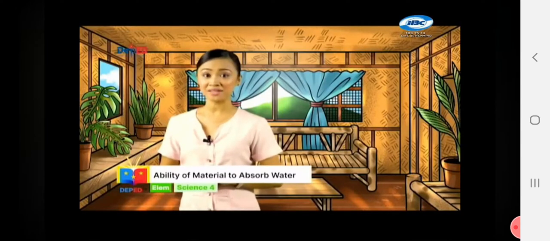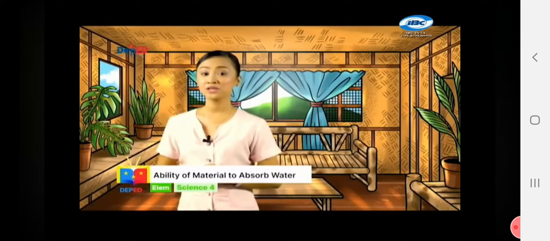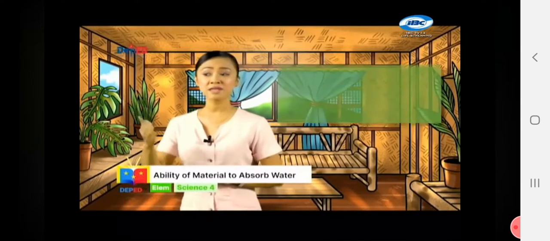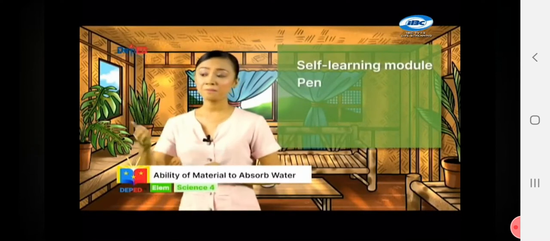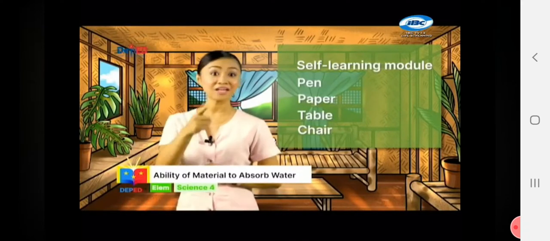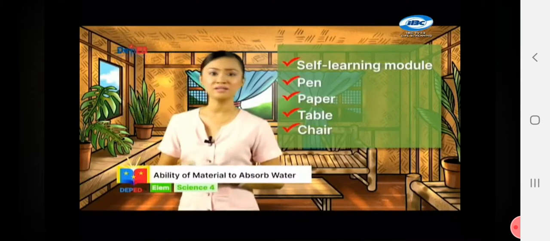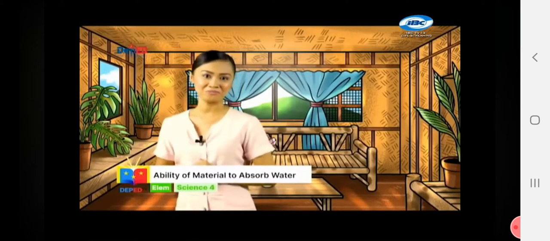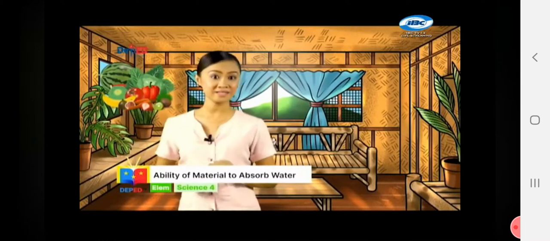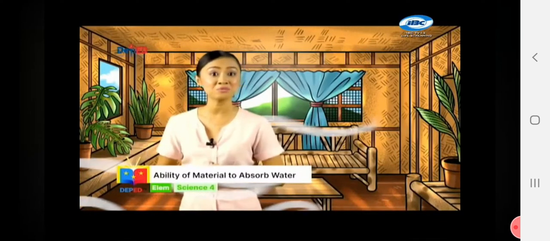Looking at our different surroundings, we can say that we are surrounded with different kinds of materials. Your answers may be different from one another since you are in different environments. Some of you may have answered self-learning module, pen, paper, table, or chair since these are the materials that you can clearly see. Well, they are all correct. We can find different kinds of materials in our environment, from the food that we eat, to the water that we drink, and even the air that we breathe.